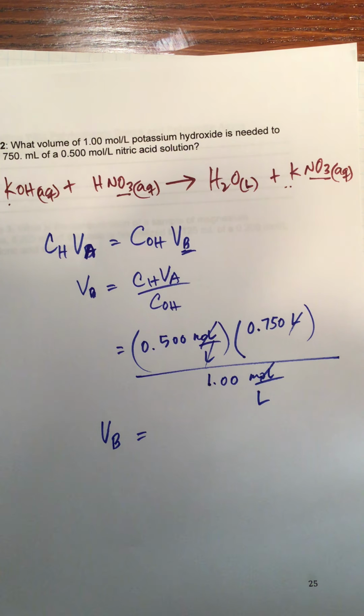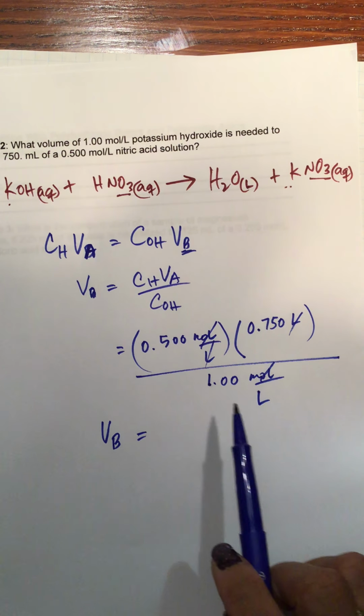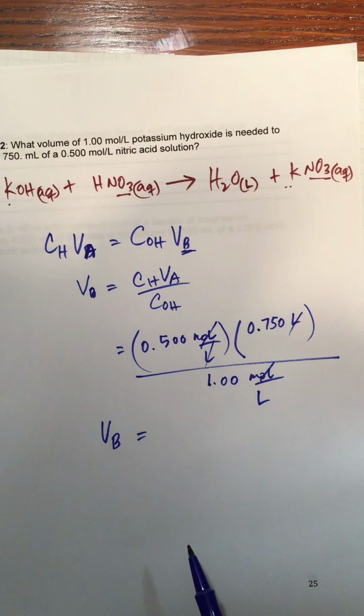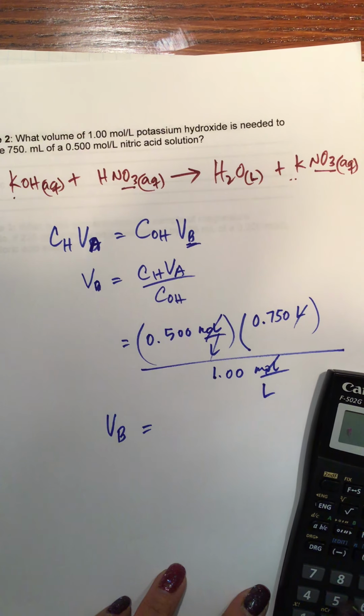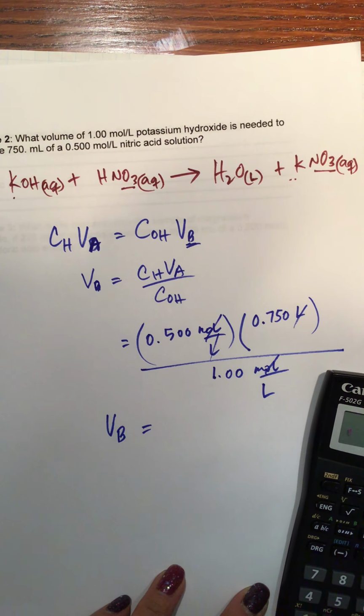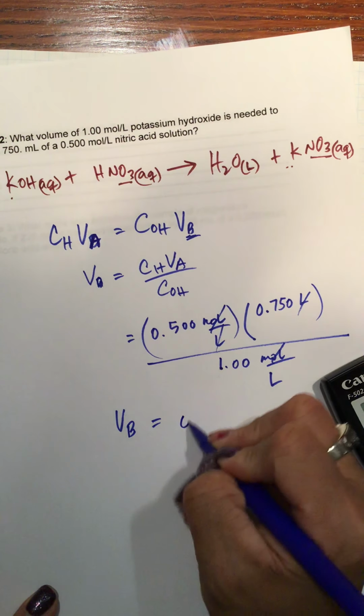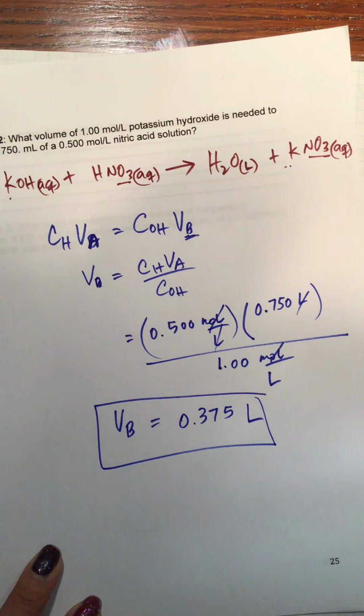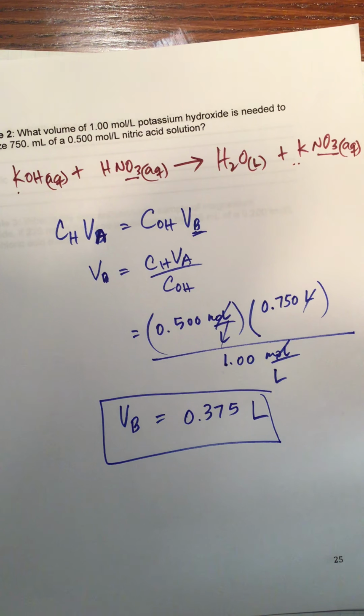So the volume of potassium hydroxide is, okay, let me grab my calculator here. Okay, here we go. 0.5 times 0.75 is 0.375 liters of potassium hydroxide.